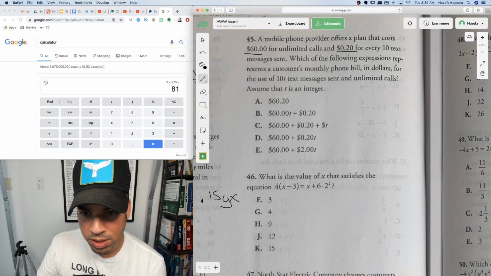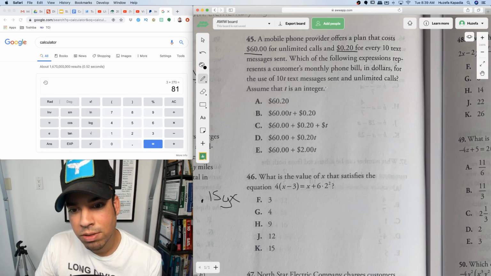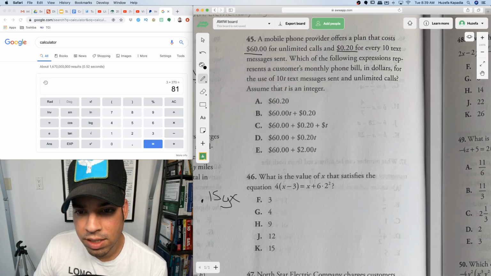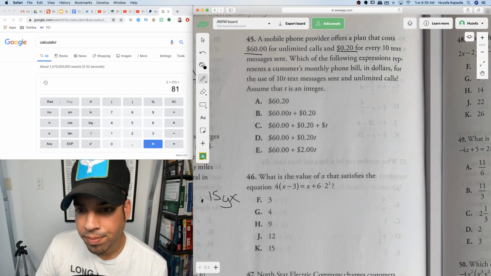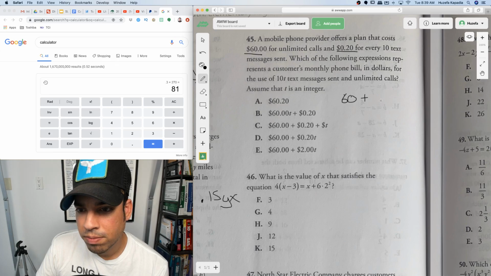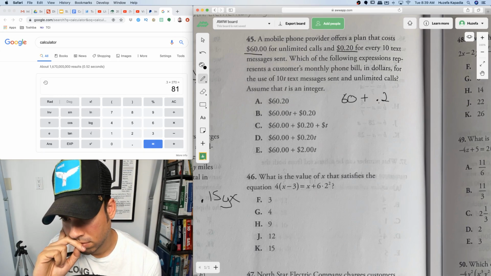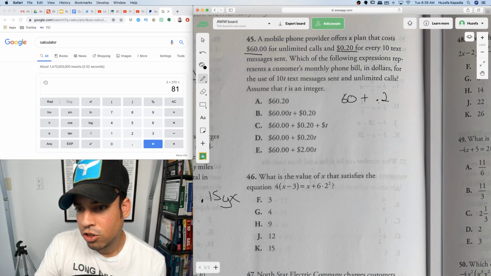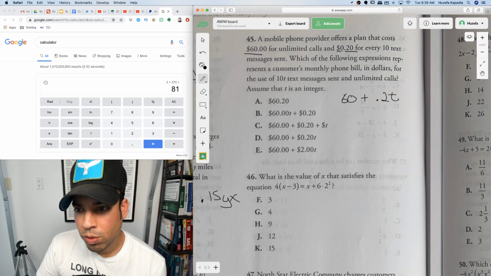A mobile phone provider offers a plan that costs $60 for unlimited calls and 20 cents for every 10 text messages sent. Which of the following expressions represents a customer's monthly phone bill in dollars for the use of 10T text messages sent and unlimited calls? Hold on, so $60 plus 20 cents for every 10 messages. It's just 0.2 times T, because, all right, so it's 20 cents for every 10 messages.